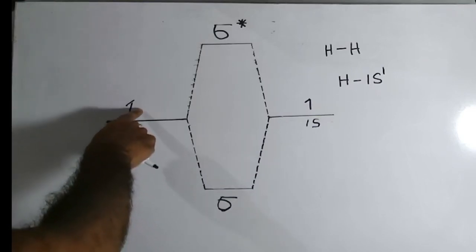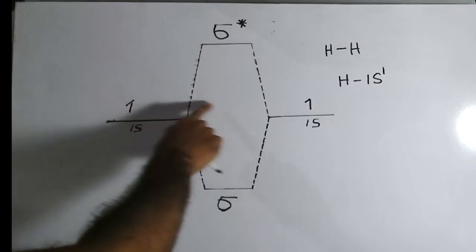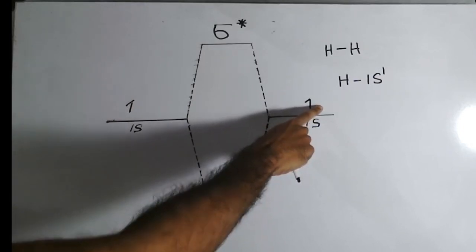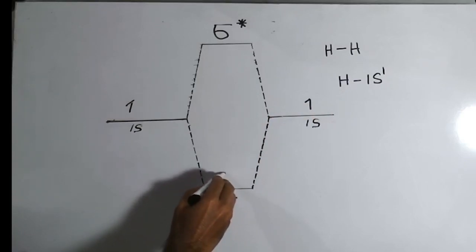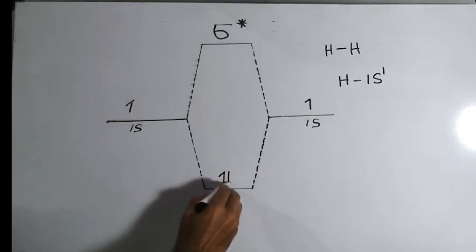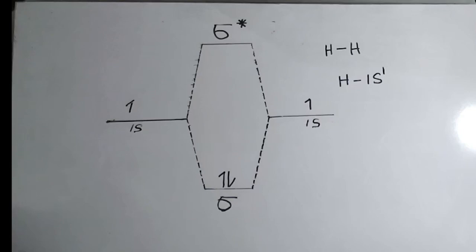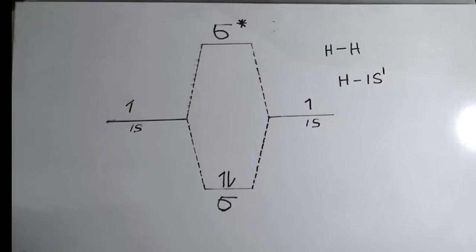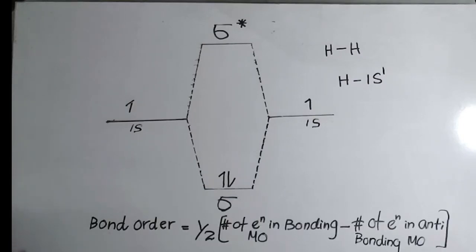Now these two unpaired electrons can form a bond, so they should go to the bonding molecular orbital. The molecular orbital diagram of hydrogen is not that complex, so I think you can easily understand that. Now we can go to the bond order.